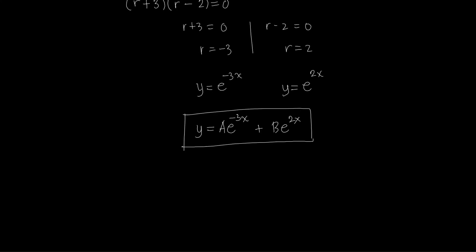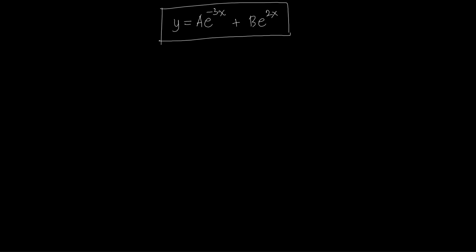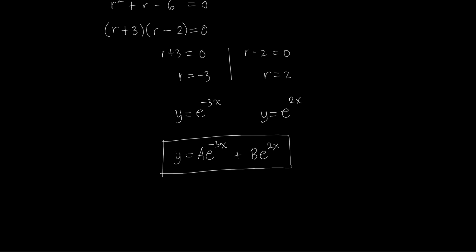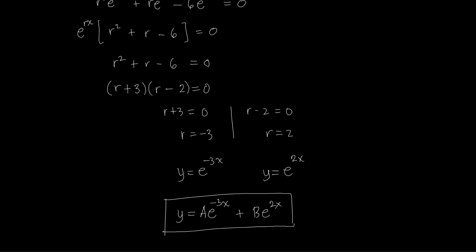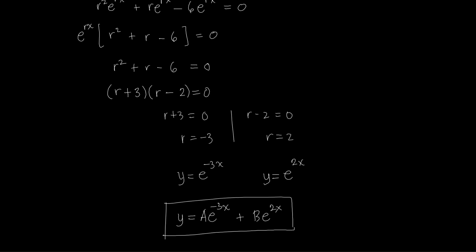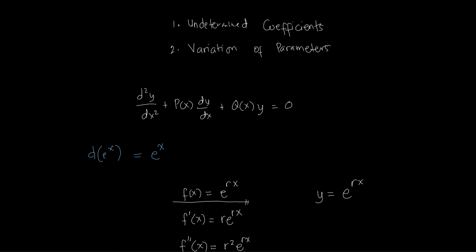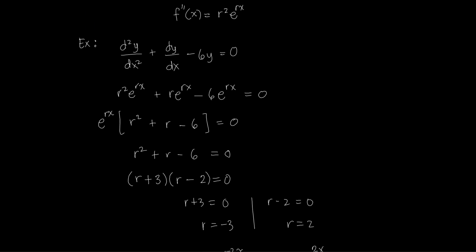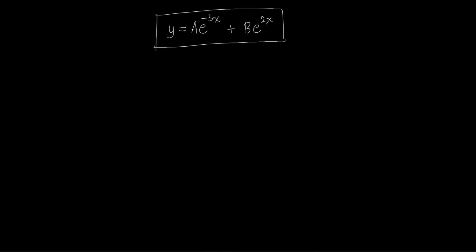Where we will check is just to check if our answer is really the solution to the differential equation. We substitute our answer into the given equation. So first we find y, then its first derivative and the second derivative. We substitute them, and it should equal 0.